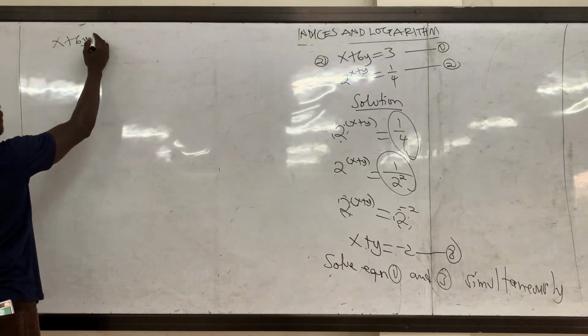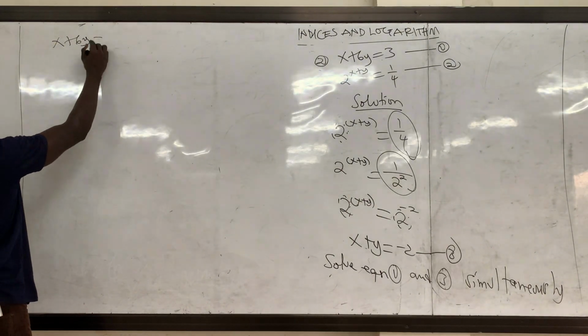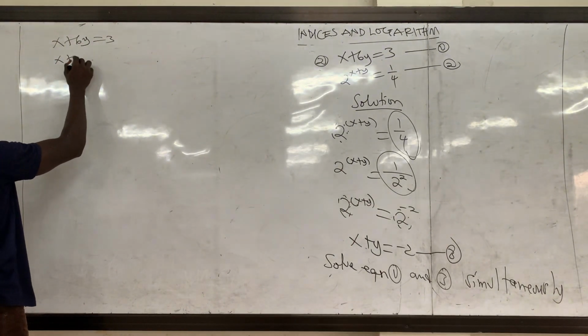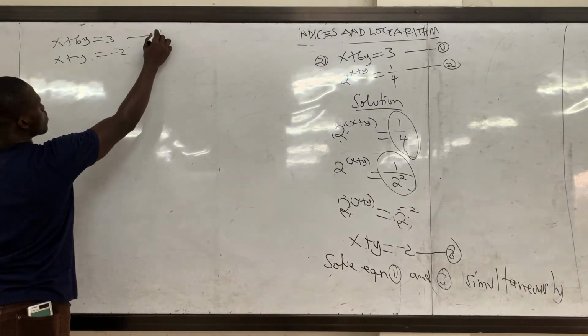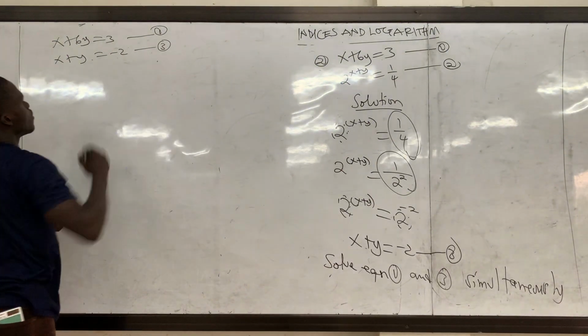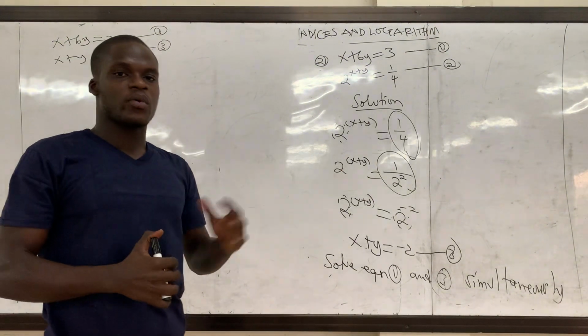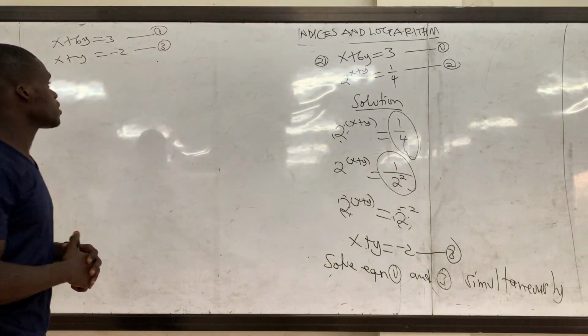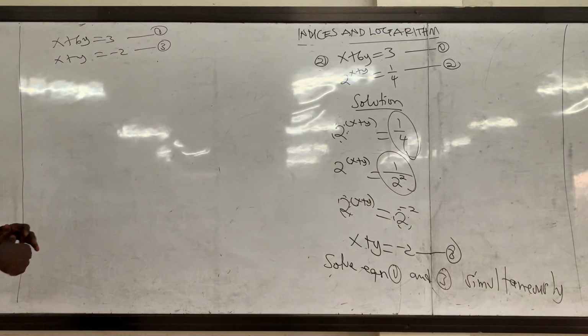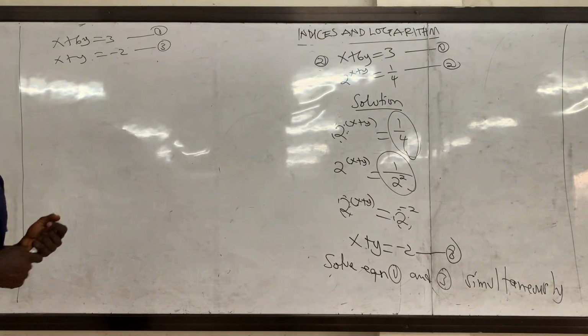Okay, so let me rewrite equation 1 and 3. So 6y equal 3, then x plus y equal -2. This is equation 1 and this is equation 3. So there are so many ways that we can solve this simultaneous equation. One of the easiest ways is by subtracting, okay?